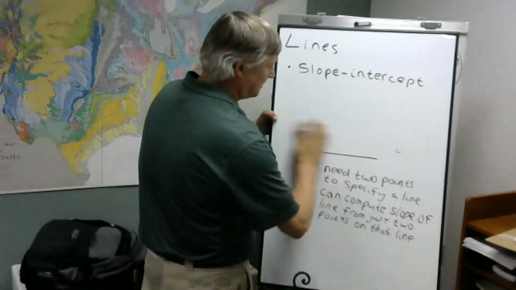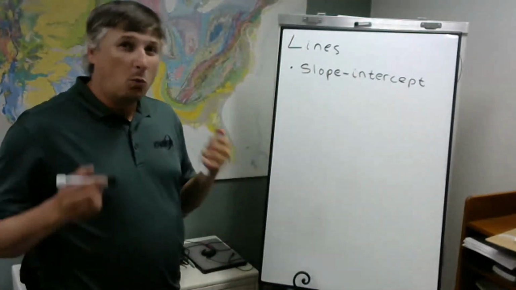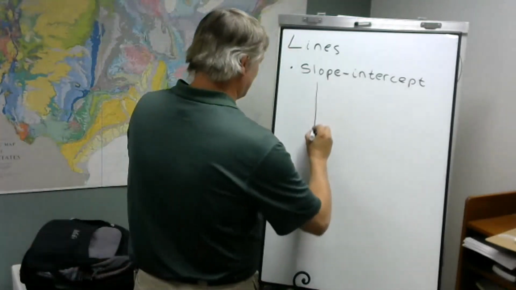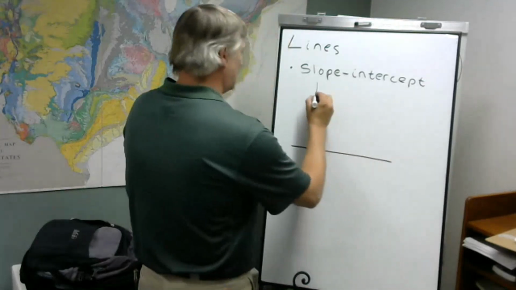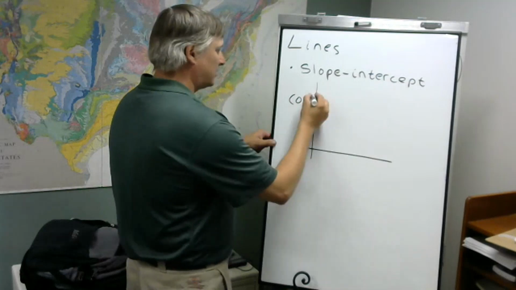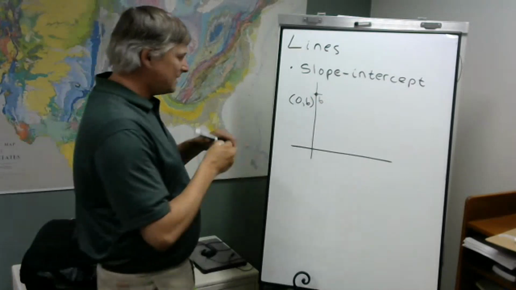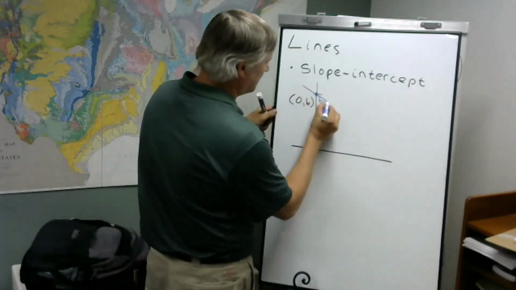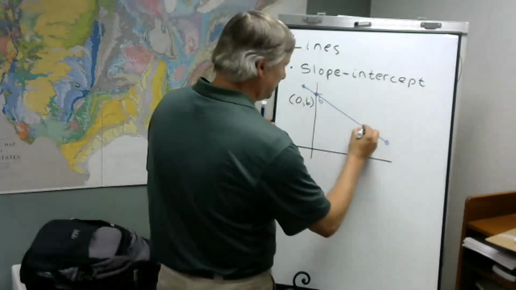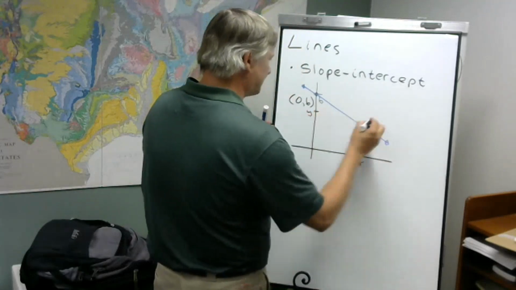Now, where slope-intercept form comes in is that one of the points is an intercept. So this is how it works. One of the points that our line passes through is 0, b. This is the y-coordinate b. And then it passes through this point, and some other point, x, y.